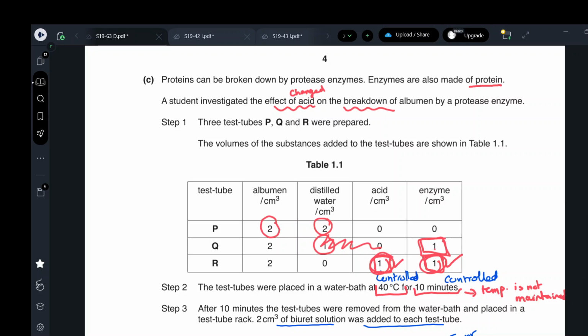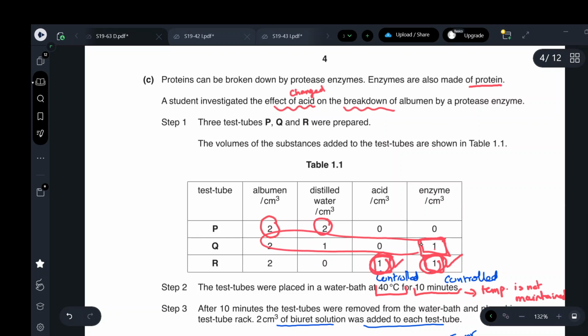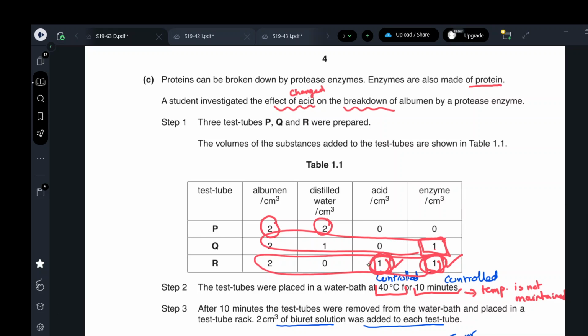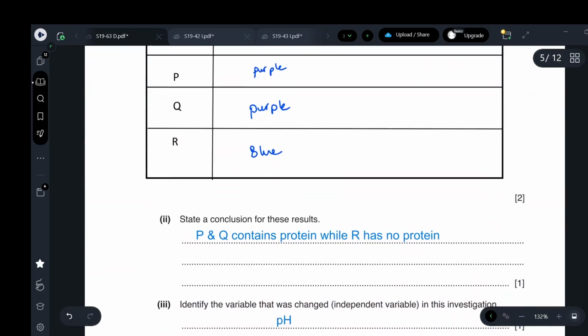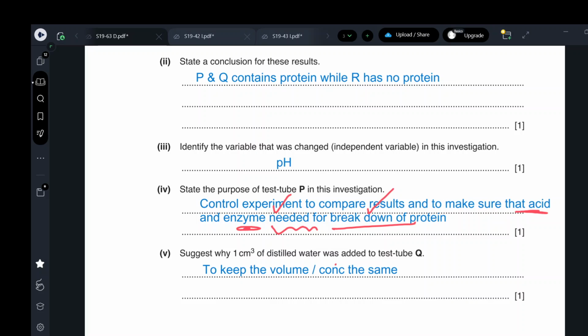No, it will not work this way. The total volume of the 3 test tubes must be the same. Here the total is 4. Here the total also must be 4 cubic centimeter. So instead of adding the acid, he added water, which is the neutral pH, so that the concentration is not affected. Okay? So why did he add 1 cubic centimeter of water? To keep the total volume or the concentration of enzyme the same.